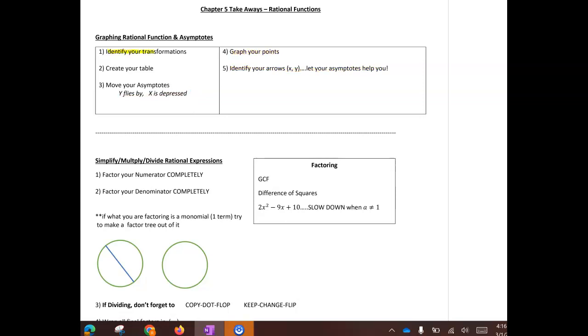We'll want to identify our transformations, create our table. Just a reminder, the table is going to come from whatever the numerator is over x. And then your table will be using whatever your numerator is, the opposite, 1 and -1. So you'll be plugging those in for x to do your math and get y. Don't forget you will have to move your asymptotes, our little trick, y flies by, x is depressed. We'll graph our points, and then we will identify our arrows with an x and y value, and we'll let our asymptotes help us do that.